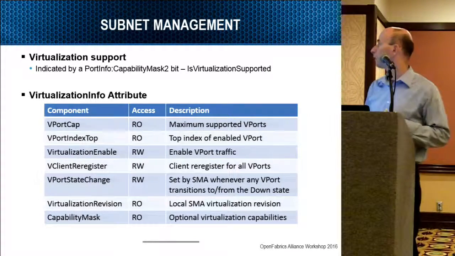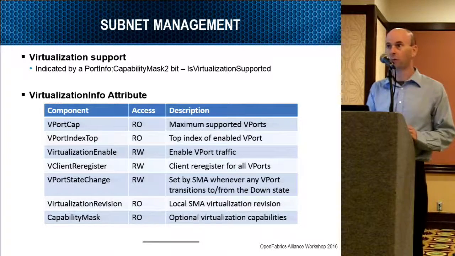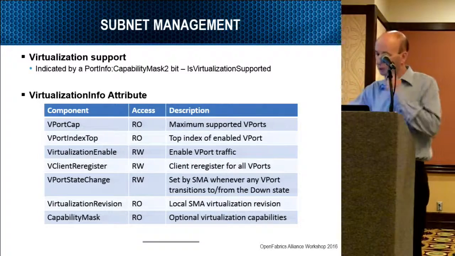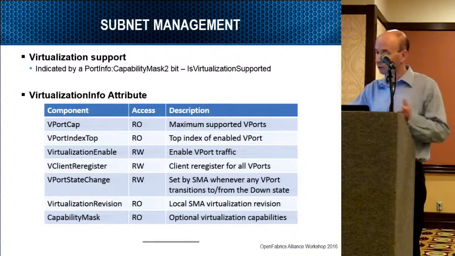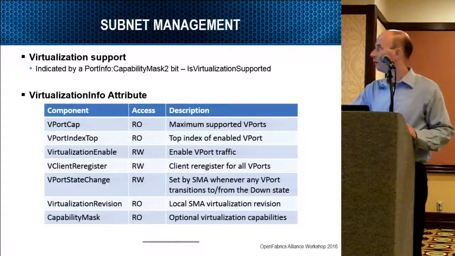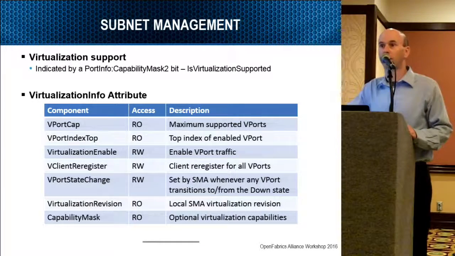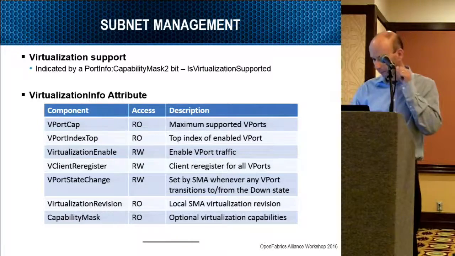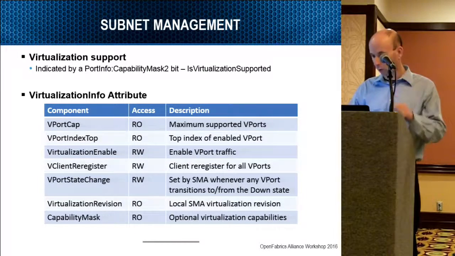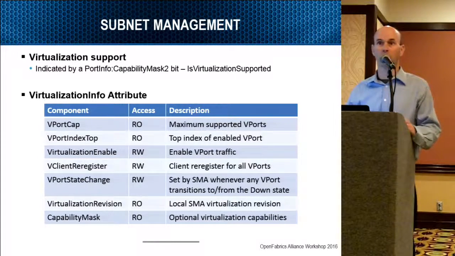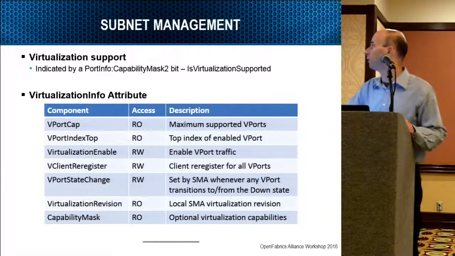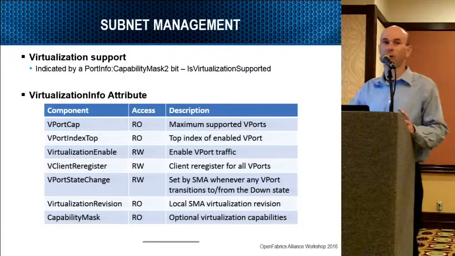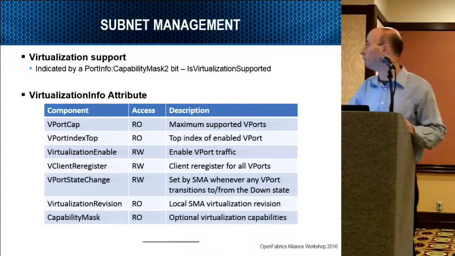Okay, let's have a brief walk on changes to subnet management. So first of all, an indication of virtualization support. This is just a new capability mask. This is how the SM finds out about nodes that support virtualization, which indicates that they comply to this annex. And once they do, we have the following mandatory attributes. The first is the virtualization info, which is a summary. It's a high-level capability of the ports.